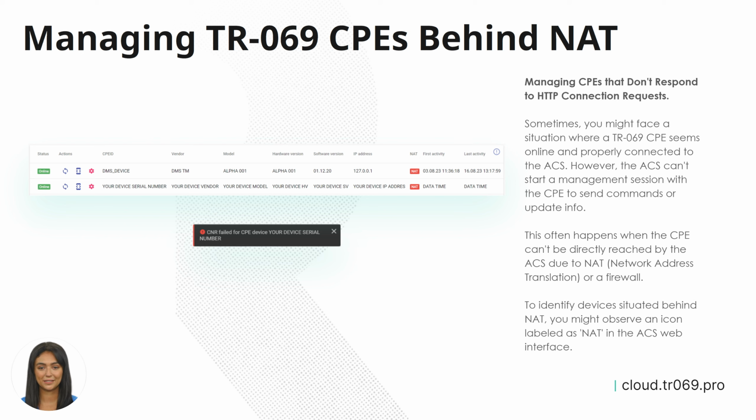Sometimes, you might face a situation where a TR-069 CPE seems online and properly connected to the ACS. However, the ACS can't start a management session with the CPE to send commands or update info. This often happens when the CPE can't be directly reached by the ACS due to NAT or a firewall. To identify devices situated behind NAT, you might observe an icon labeled NAT in the ACS web interface.